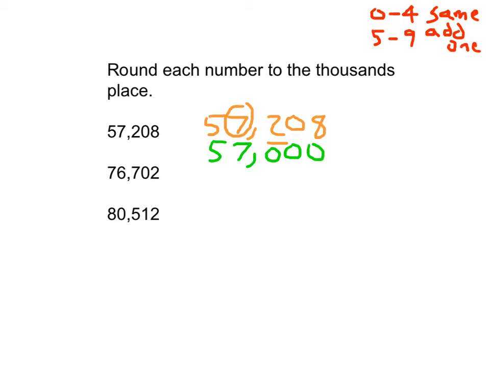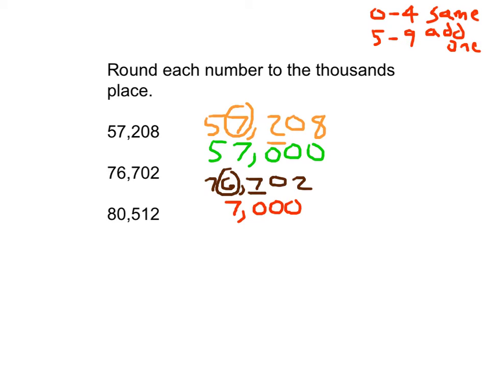Working on that next number, again I'm going to rewrite it. 76,702. Again, I'll circle the thousands place and underline the digit next to it. I'm looking at this digit right here to see whether it's 0 to 4, where that circled digit would stay the same, or between 5 to 9, where I will add 1 to that circled digit. Since 7 is 5, 6, 7, 8, or 9, then that 6 becomes a 7. Again, we zero out.